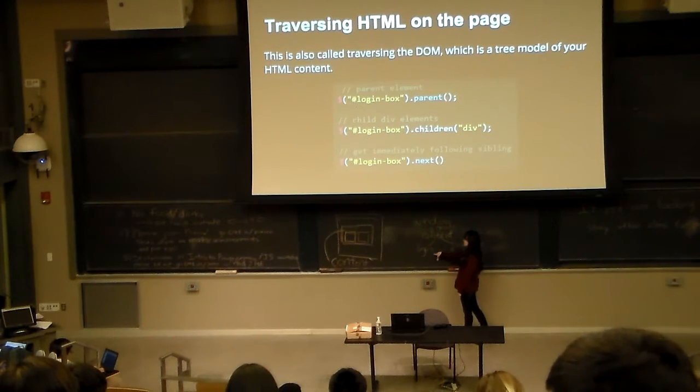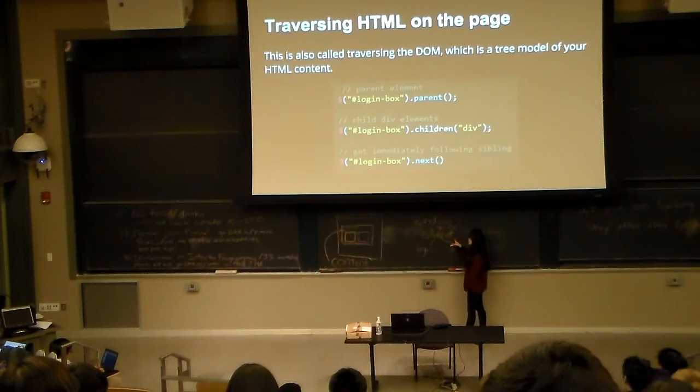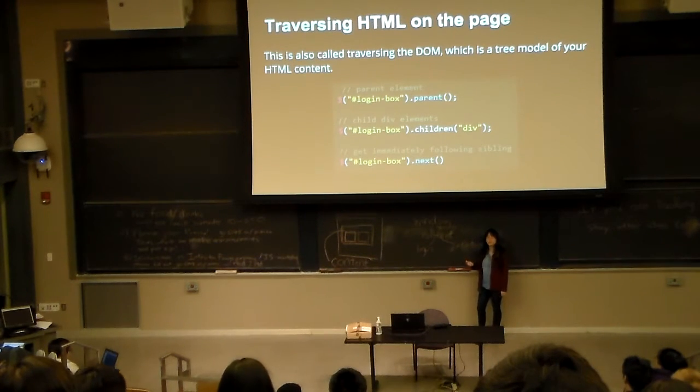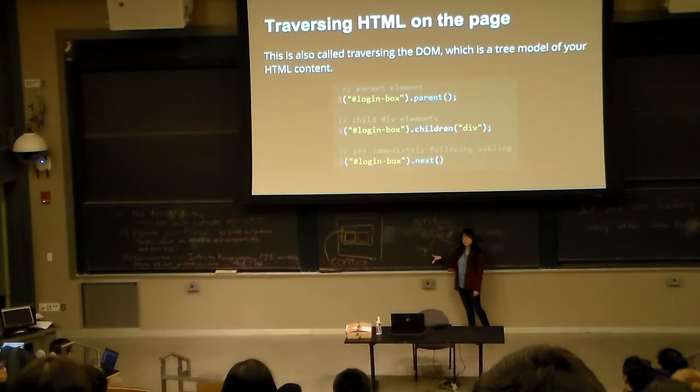So say you have an ID on login, but you don't have something that you can select content with. Say this is just a div, and you don't know how to use a selector to select it. You can actually just select login and say you want to access the parent of login, and it'll give you the div that encloses it.